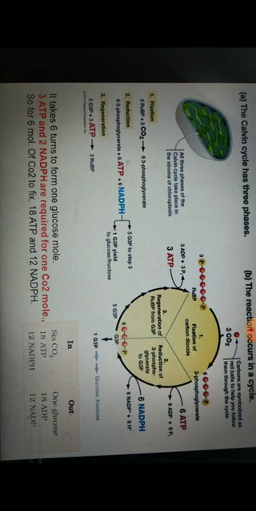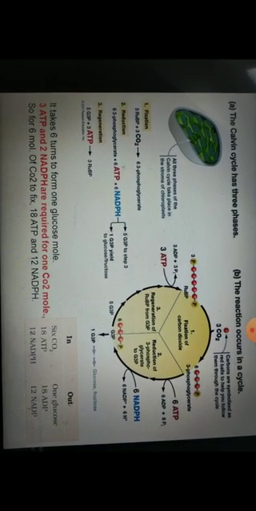Now in a nutshell, the summary of the cycle is that it takes 6 turns to form 1 glucose molecule, and for that 3 ATP and 2 NADPH are required for 1 carbon dioxide molecule. So for 6 molecules of carbon dioxide to fix, 18 ATP and 12 NADPH2 are required. In this box, what goes in is 6 carbon dioxide molecules, 18 ATP and 12 NADPH, and what comes out, the products, is 1 glucose molecule, 18 ADP and 12 NADP positive molecules. So this completes our C3 cycle.